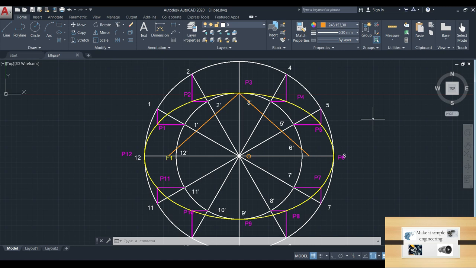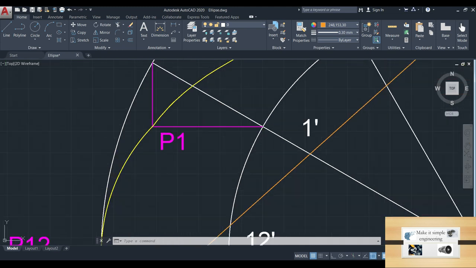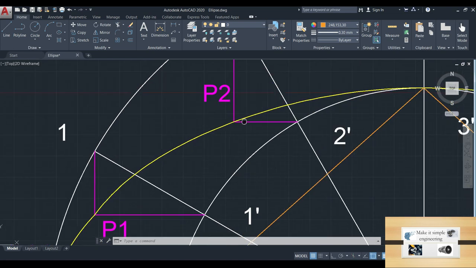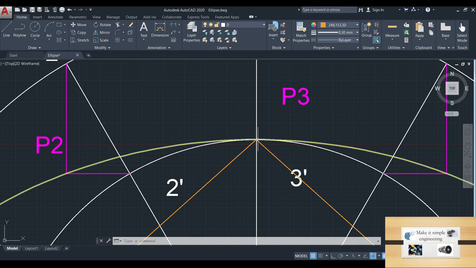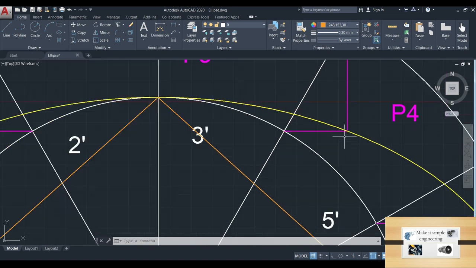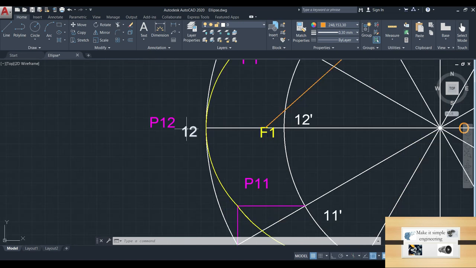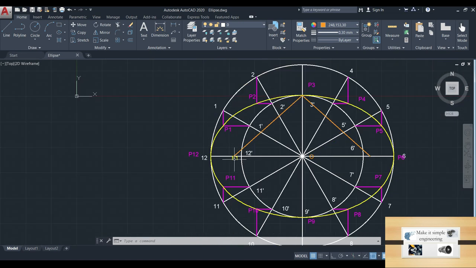The curve which is drawn in the yellow color here is called the ellipse, and after completing we can mark the points, these corner points, as P1, P2, then here it is P3 and P4, P5 up to P12.